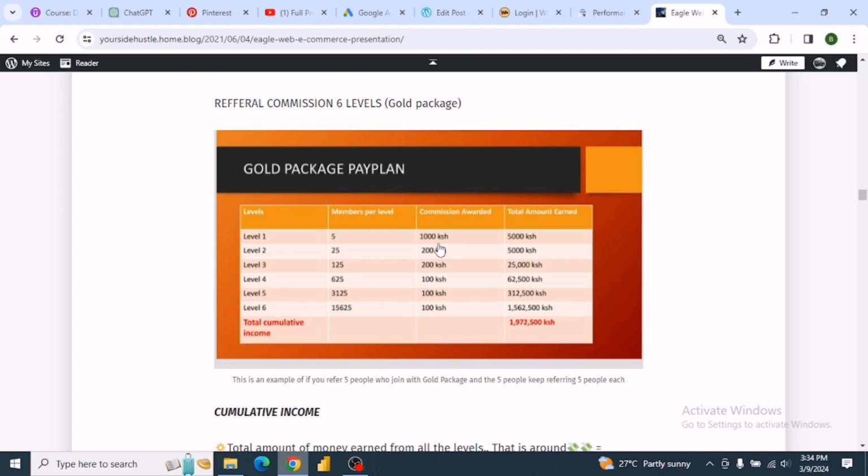But in the diamond package, when someone joins, you earn 2,000. So this is a smaller package. And that is the pay plan, the compensation plan.